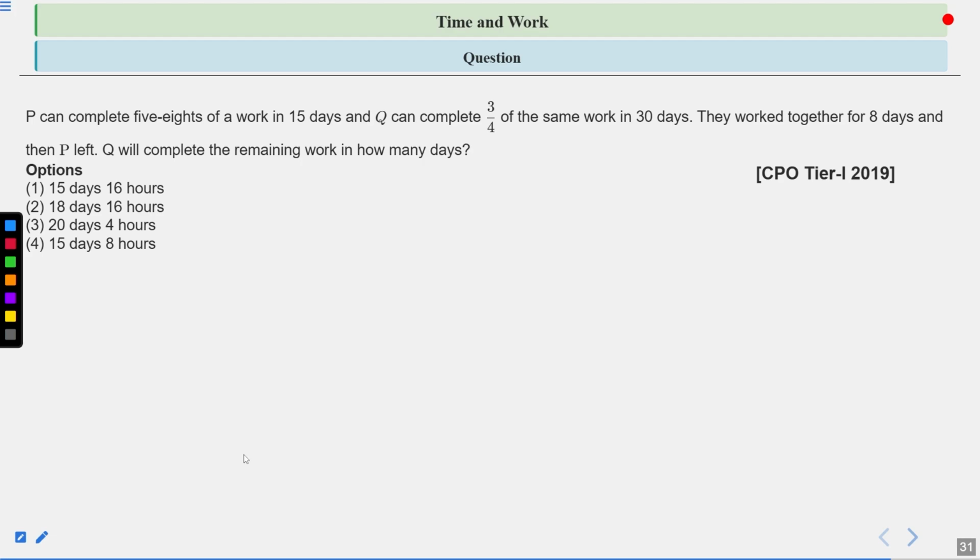So there are four options. First one is 15 days 16 hours. Second is 18 days 16 hours. Third one is 20 days 4 hours. And fourth one is 15 days 8 hours. Now you have 10 seconds to analyze the question. Your time starts now.